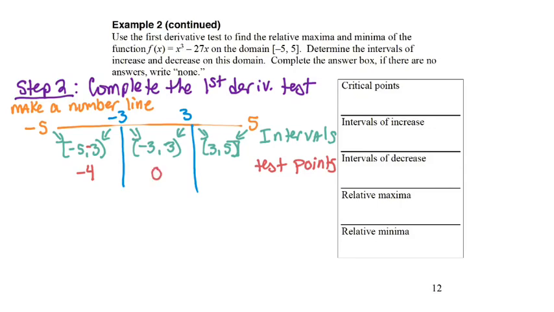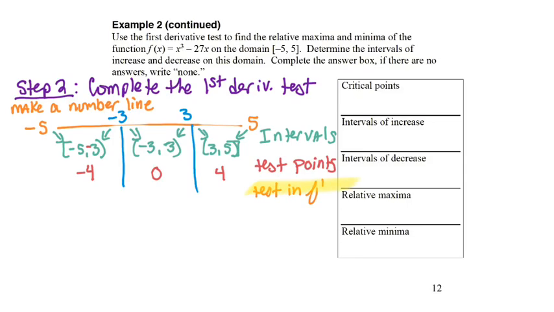I always pick 0 if it's available. Seems to save me some time doing the math. And in between positive 3 and positive 5, there's only one whole number. If this had been from positive 3 to positive 4 and there's no whole numbers, I tend to pick 3.5 because it's easier. But any number, so long as it's not 3, it's not 5, and it's in between, would be fine. So here's where the first derivative test happens.